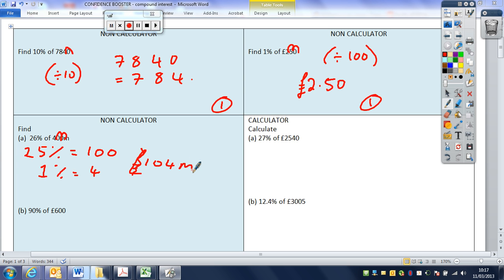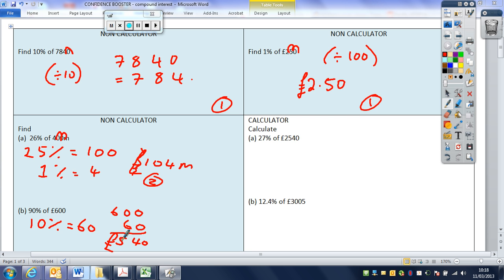Now, dead easy. 2 marks for that. Right, 90%. How are you going to find 90%? Remember, I'm trying to be efficient. I don't want to do too much that might go wrong with decimals. Good. Find 10% and take away from what you've got. 10% is 60. So 600 take away 60 is 540 pounds. Okay.